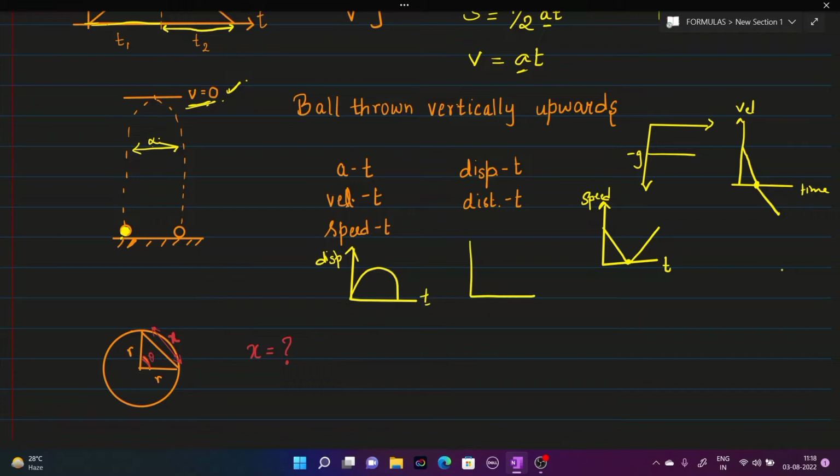Distance time graph which is there, it is in this format. First it is concave downwards and then upwards. So this is distance and time.